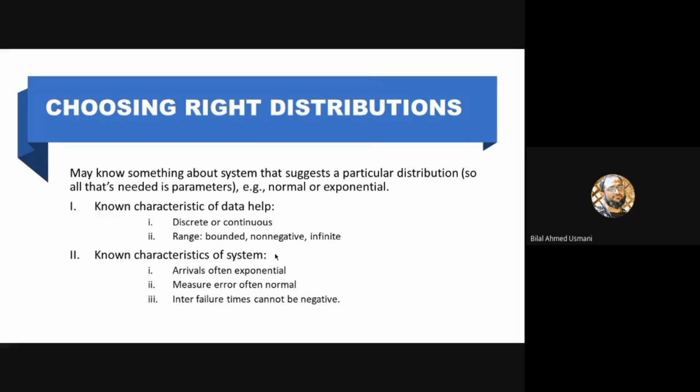Whether it is bounded, whether it is non-negative. In order to get a Poisson distribution or exponential distribution, it should always be non-negative. You cannot do that for negative numbers. Also, whether the data is finite, the range, or infinite. What are the characteristics of the systems? Arrivals are usually exponential. If you go to the airport and look at the arrival times of flights, they are usually exponential. Measurement errors are usually normal, and interfailure times cannot be negative.